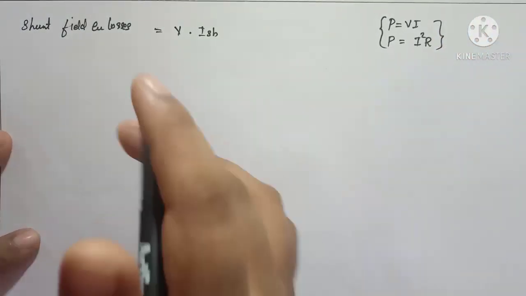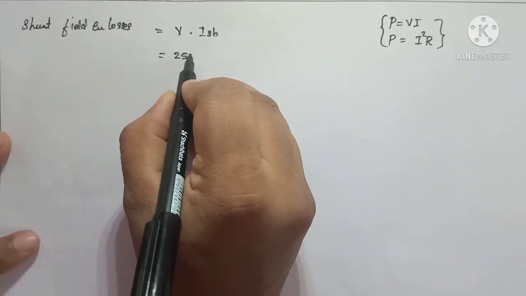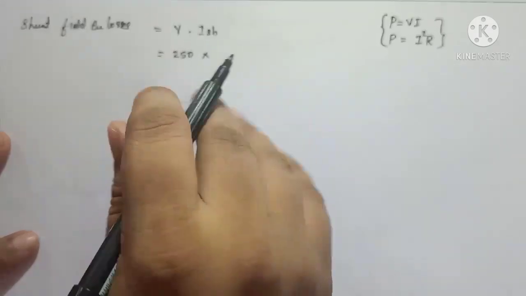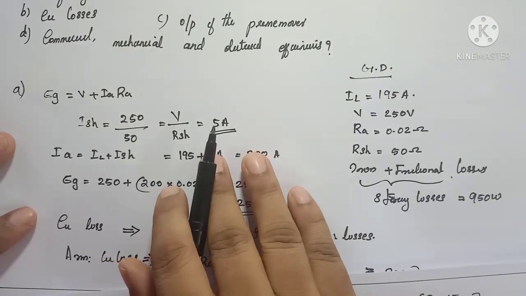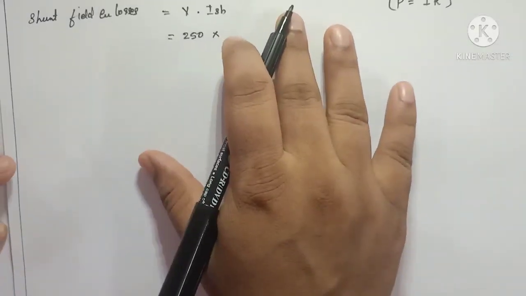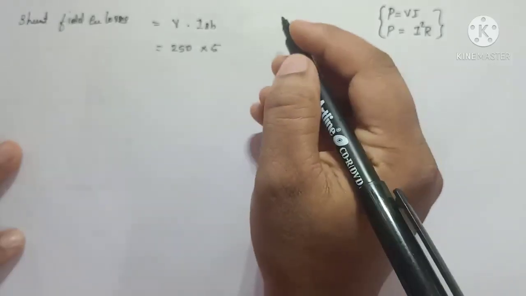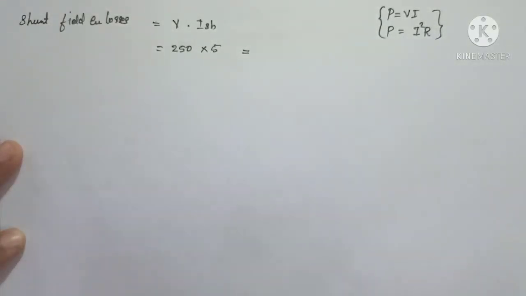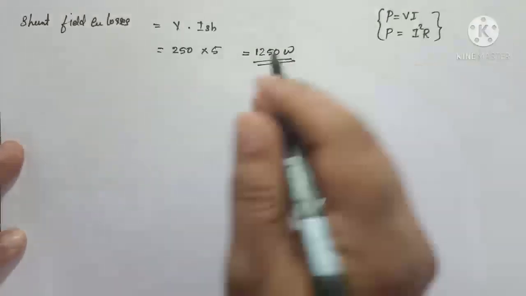So shunt field copper losses is V into Ish, and V is already given, that is 250, and Ish is 5 ampere, which we already calculated in the first part. So 250 into 5 ampere, and we will get 1250 watts. So this is the shunt field copper loss.